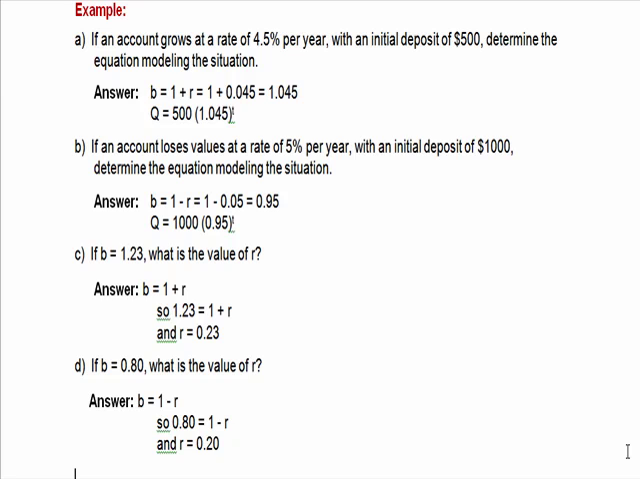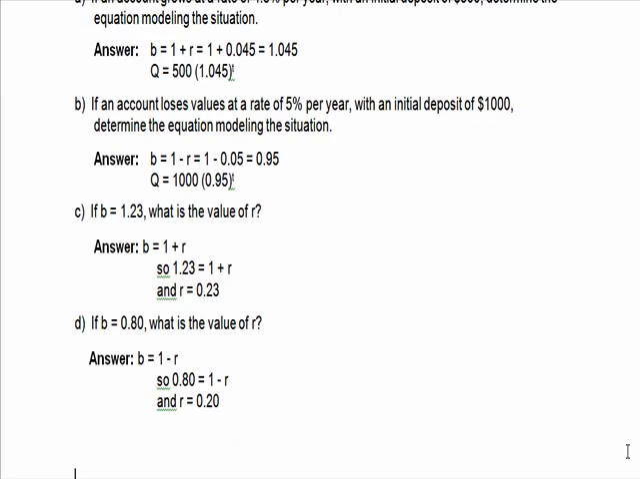Part C. Suppose I knew B is 1.23. What's the value of R? Well, since B is greater than 1, B is going to be 1 plus R. So if I do just a little quick algebraic equation, that tells me that 1.23 is 1 plus R, so R has to be 0.23, or 23%. We have a growth situation.